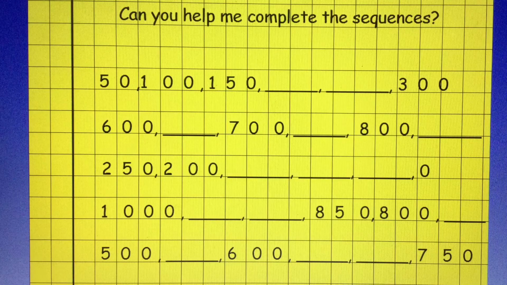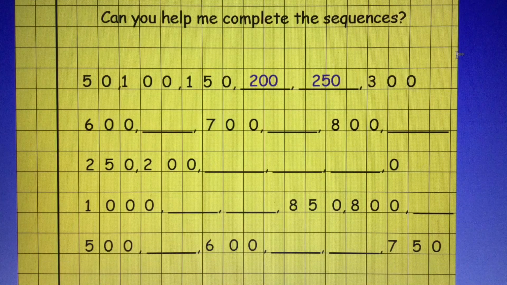Can you help me complete these sequences? Pause the video now and see if you can give it a go, and then we'll go over the answers together. The first one, it goes 50, 100, 150, 200, 250, 300.